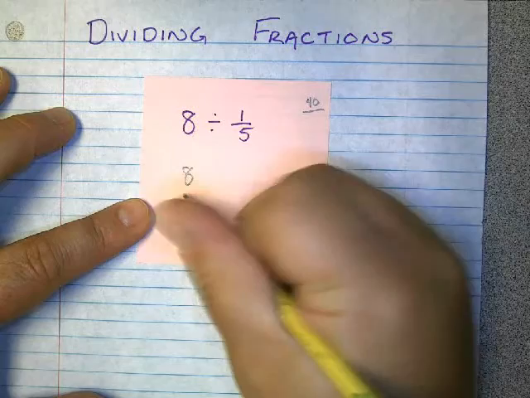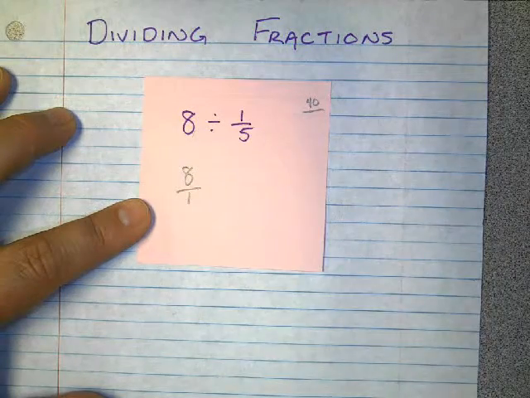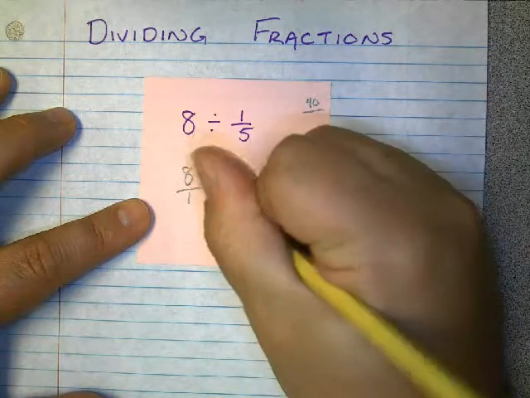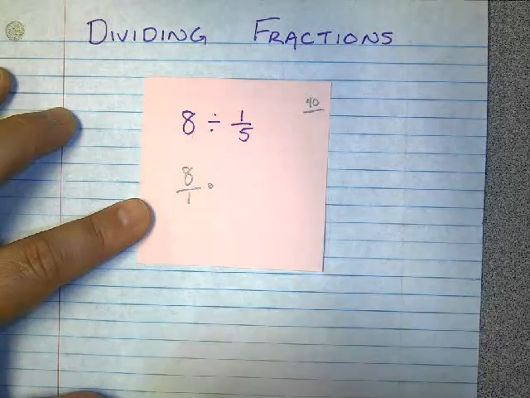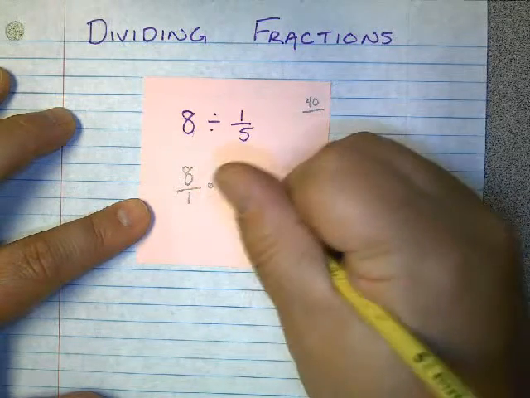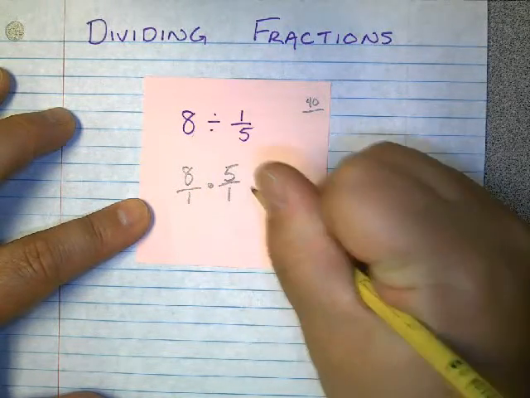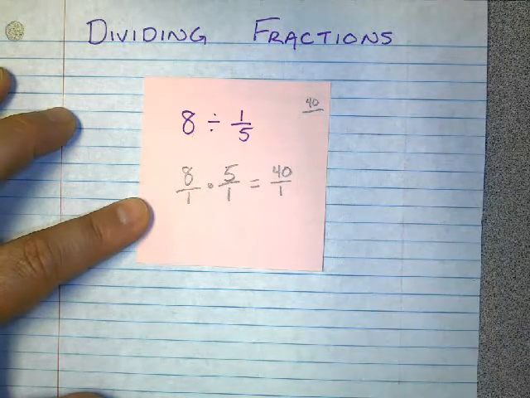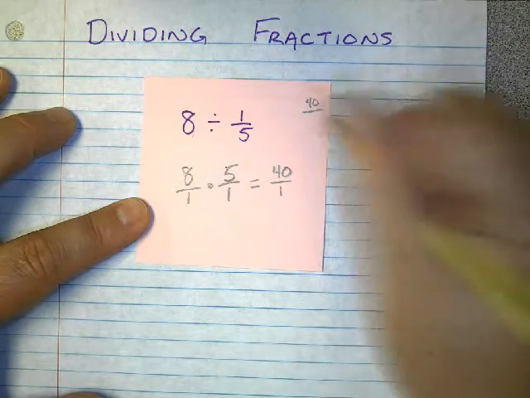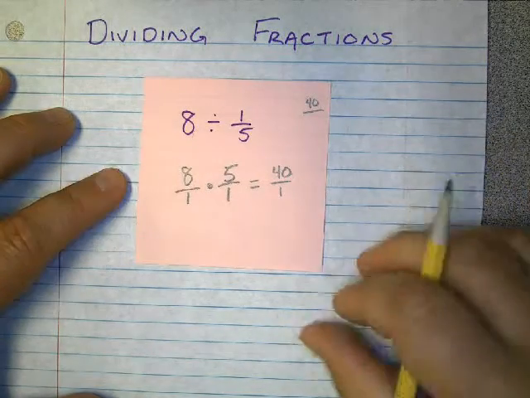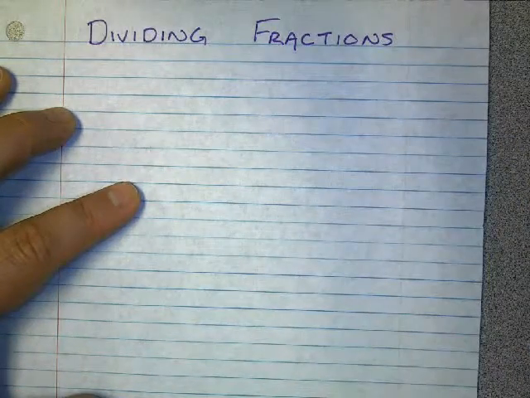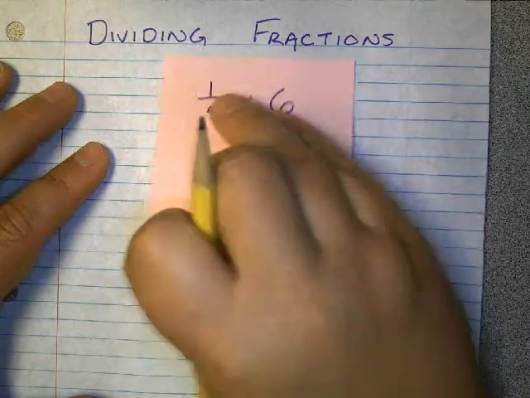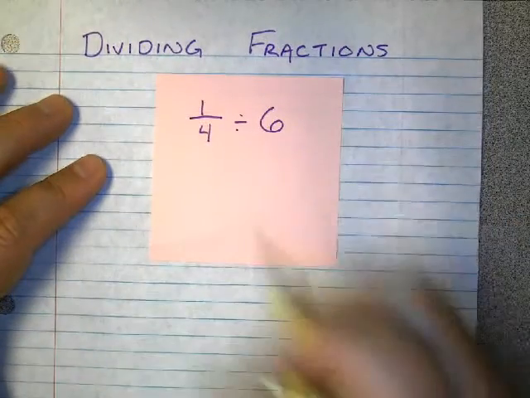Let's just do it the other way just to prove that it still works. We're going to keep the first one. If you want, you can make it 8 over 1. Makes no difference here. Division becomes a multiplication, and we're going to use the reciprocal here. 5 over 1. 8 times 5 is 40. 1 times 1 is 1, so it's just 40 over 1, which is just 40. Just like what we said before.